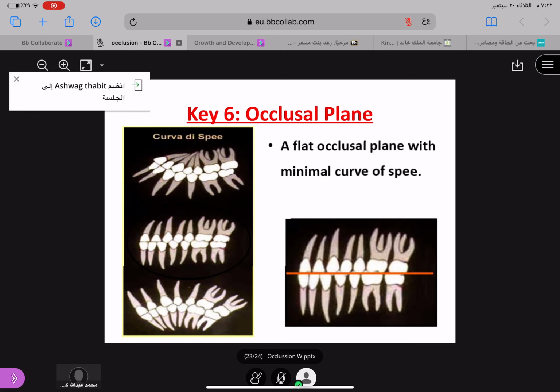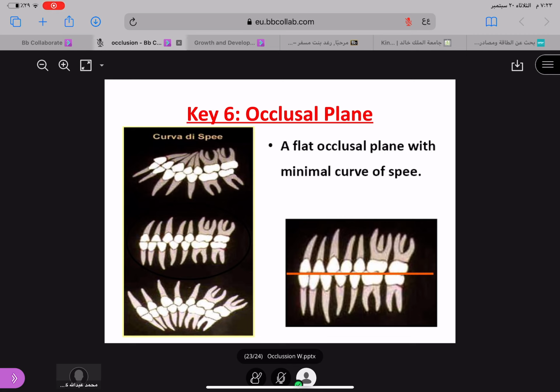The sixth one is the occlusal plane. That is the curve of Spee. As I discussed before, it's an imaginary curve starting from the tip of the mandibular canine, extending towards the condyle, right? Here, it is not exactly a curve. Here in orthodontic occlusion, we want it to be flat. A flat occlusal plane with a minimum curve is actually desired in orthodontics.